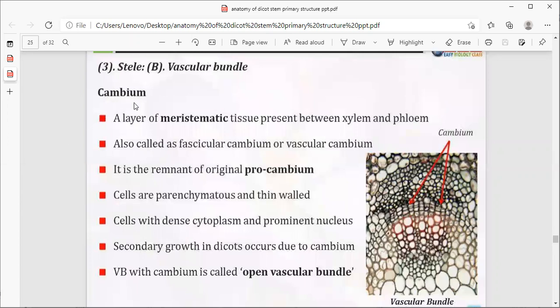This is the differentiated point of monocot and dicot here. So this cambium here, we can observe here.